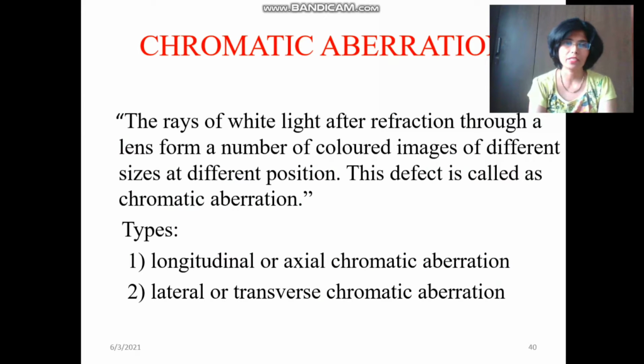Friends, if the light rays coming from the object and falling on the lens are not chromatic, the refractive index and hence the focal length of the lens are different for the different wavelengths of light. Thus, the rays of white light after refraction through the lens form a number of colored images of different sizes at different positions. This type of defect is known as chromatic aberration. Chromatic aberration along the axis of the lens is called longitudinal or axial chromatic aberration, and chromatic aberration in the transverse direction is known as lateral or transverse chromatic aberration.